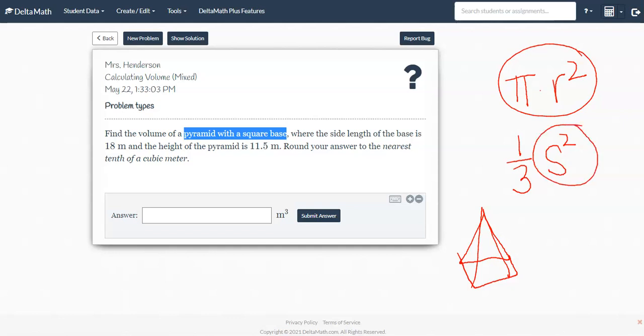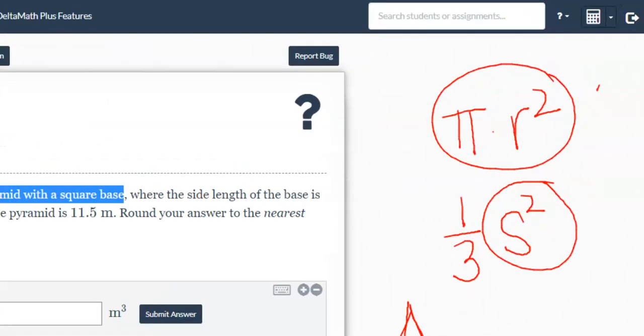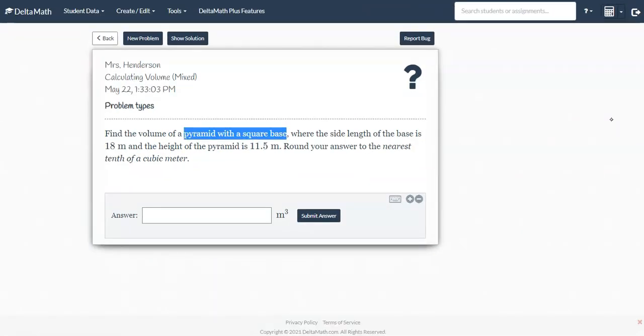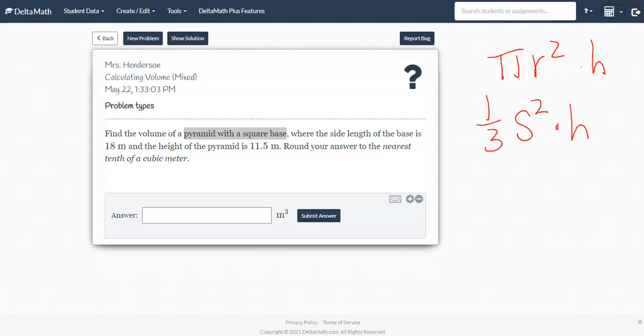What comes after it is the shape of the base. And for us, the shape of the base usually is a circle. That's why we get pi r squared times h. But for this problem, it's a square, so it's side squared times h. But the 1/3 always stays in the front. So the side length is 18, the height is 11.5. So you're going to do 1/3 times 18 squared times 11.5.